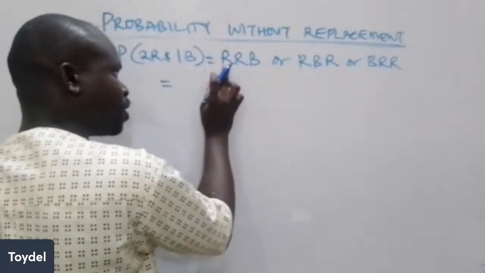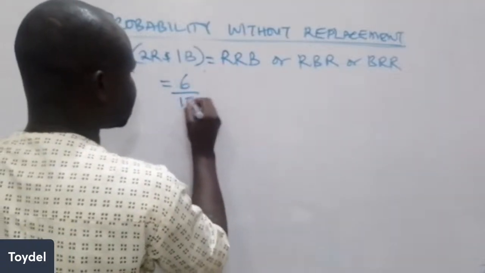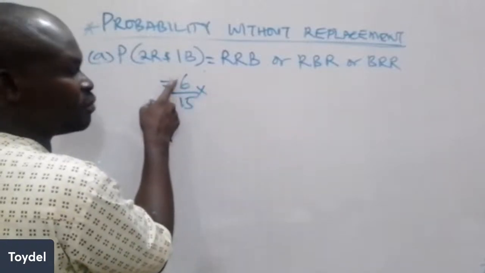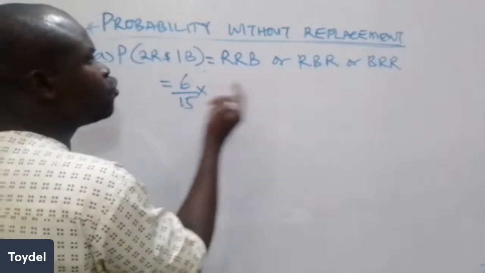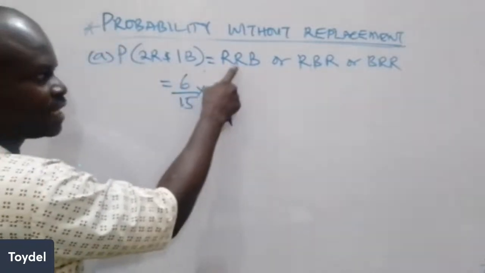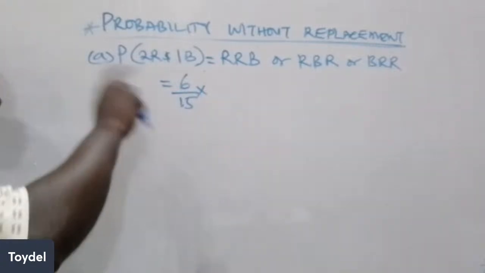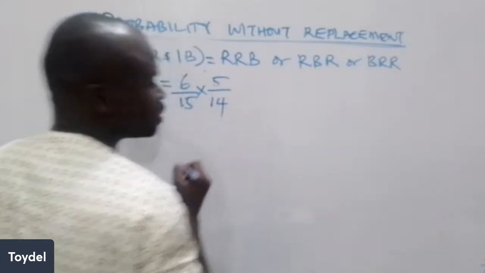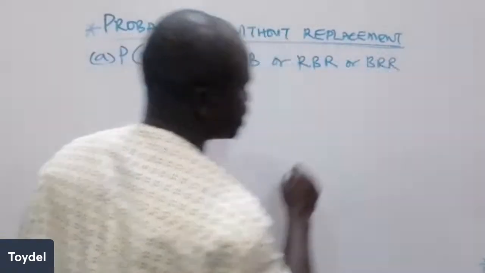If you pick the first ball and it is red, what is the probability of red? 6 over 15. You have picked 1 out of the 6 red balls, so it will affect the total by 1 after the 15. You pick the first ball, you don't replace, you are left with 5 red, and the total has reduced to 14. So if you pick another ball and it is red, you are picking from the remaining 5 over the remaining 14. This is the effect of probability without replacement.